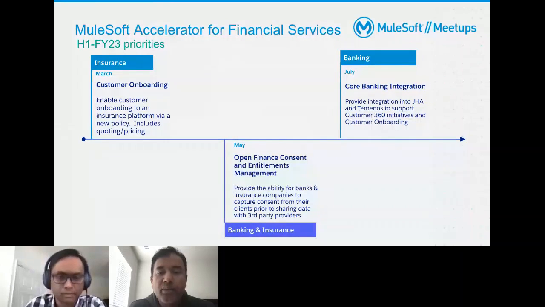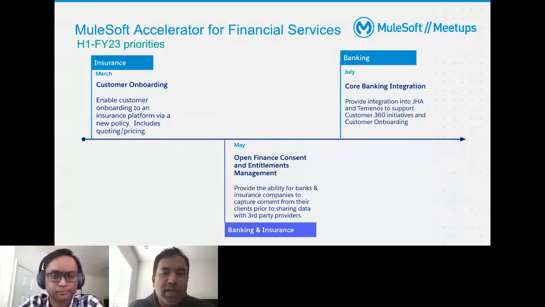And then again, the month of July, if you don't mind, go back. Yeah, sorry. So we want to extend our core banking integration. I briefly mentioned this earlier, but we want to extend the integration to Jack Henry as well as to Temenos and support these overall customer 360 initiatives with different systems as well. So this is more of the same accelerator that we have for core banking. However, we are trying to extend this with different systems.